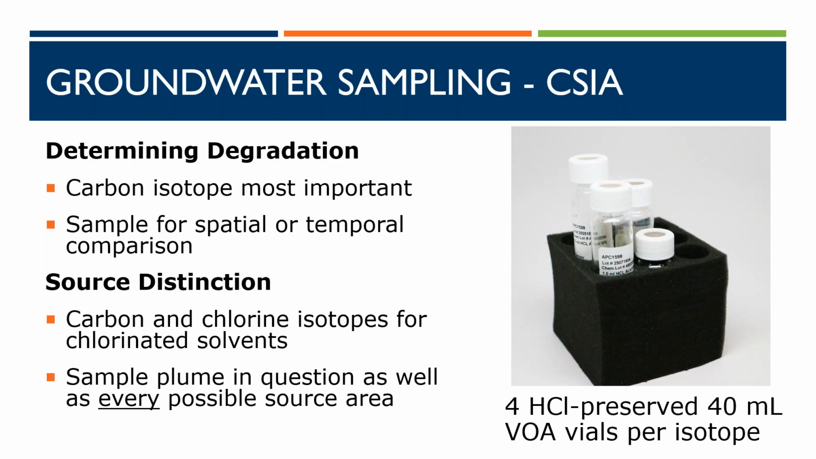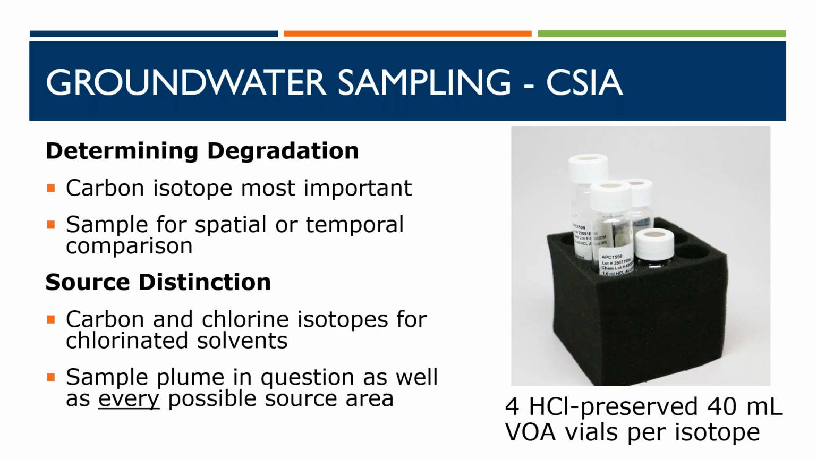Compound-specific isotope analysis can be a useful tool to demonstrate degradation or to aid in distinguishing between multiple sources. In either case, 4 HCl-preserved 40 ml vials are needed per isotope. If you're looking to use this analysis to determine if a contaminant is degrading, we recommend sampling the source area as well as following the flow path down to the toe of the plume to provide a spatial comparison.